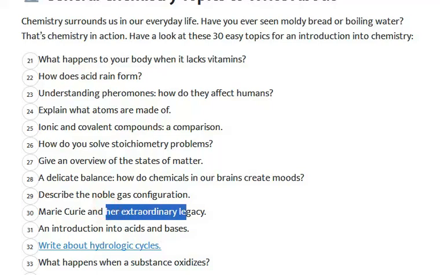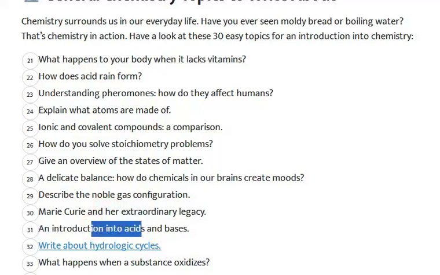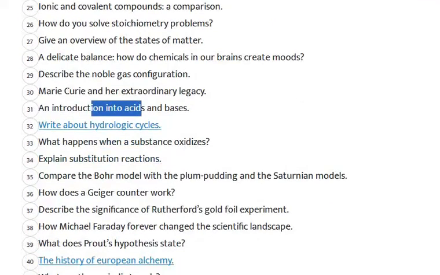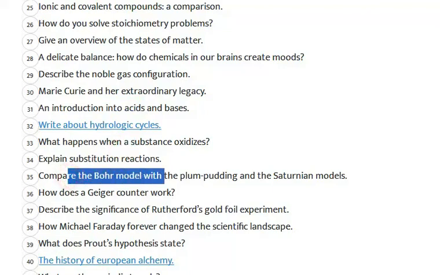An introduction to acids and bases. Write about the hydrologic cycle. What happens when a substance oxidizes? Explain substitution reactions. Compare the Bohr model with the plum pudding and the Saturnian models. How does a Geiger counter work?